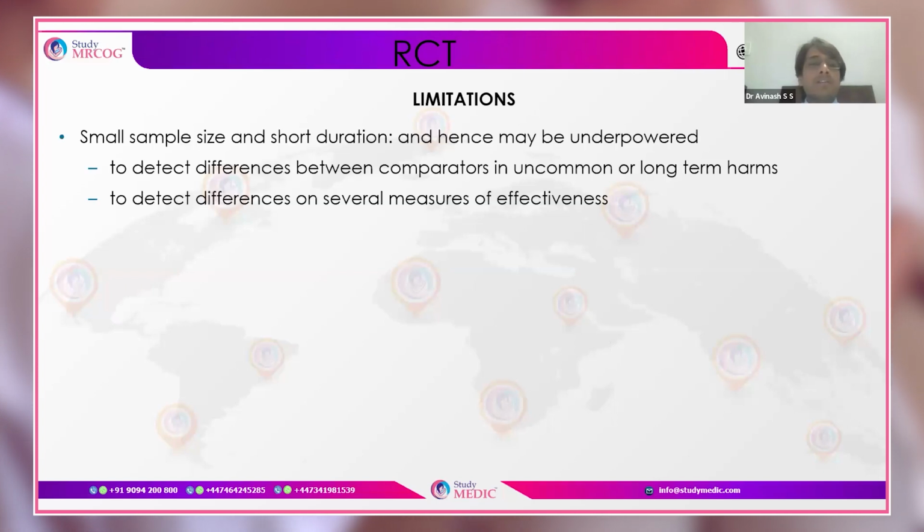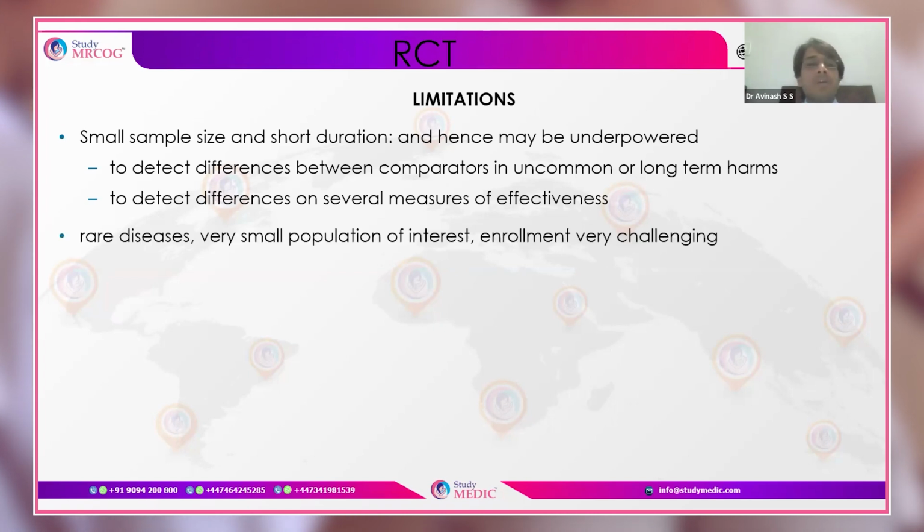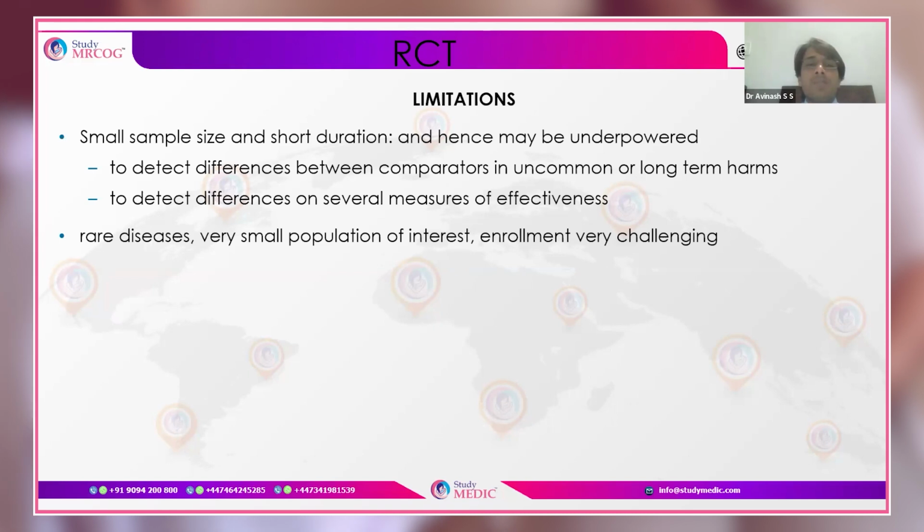The limitation is that if there is a small sample size and the study is of short duration, it may be very underpowered. For example, to detect differences between comparators in uncommon or long-term harms, or to detect differences on several measures of effectiveness, a small sample size and short duration may leave it underpowered. If you are studying a rare disease and only a very small population of interest is available, enrollment may be very challenging.